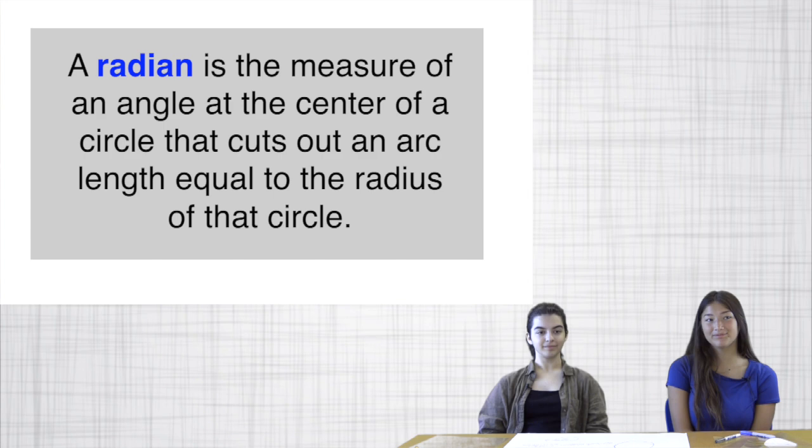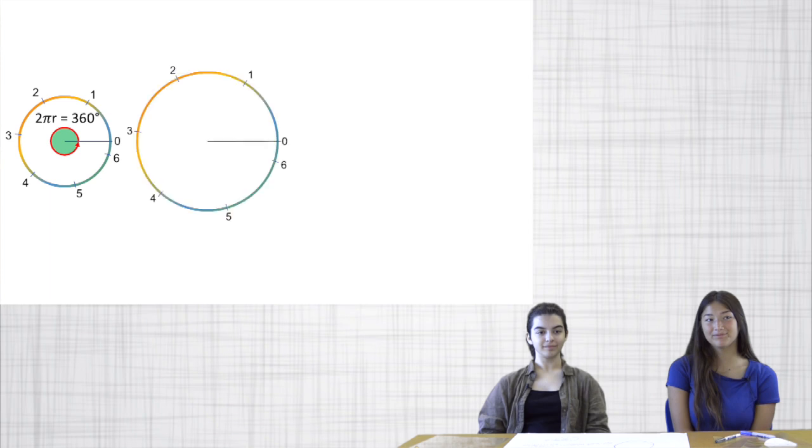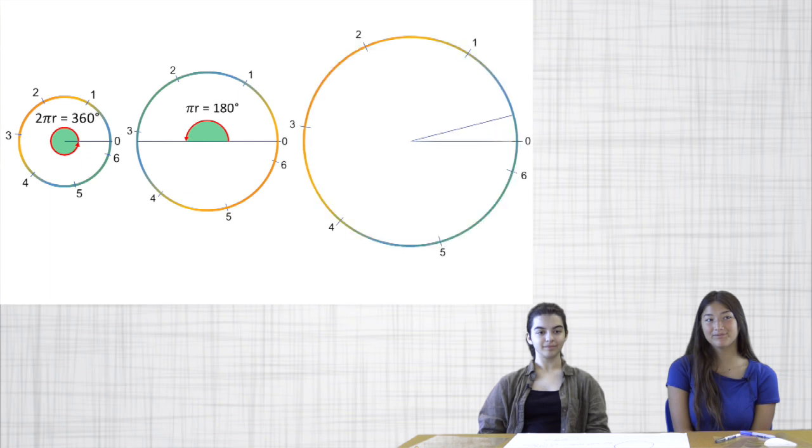In this lesson, the students used a new unit of angle measure, radians, to both measure and draw a variety of angles. A radian is the measure of an angle at the center of a circle that cuts out an arc length equal to the radius of that circle. The students explained that in a full rotation, there are 2 pi, or about 6.28, radians, and 360 degrees. In a half rotation, there are pi, or about 3.14, radians, and 180 degrees. In a third of a rotation, there are 2/3 pi, or about 2.09 radians, and 120 degrees.